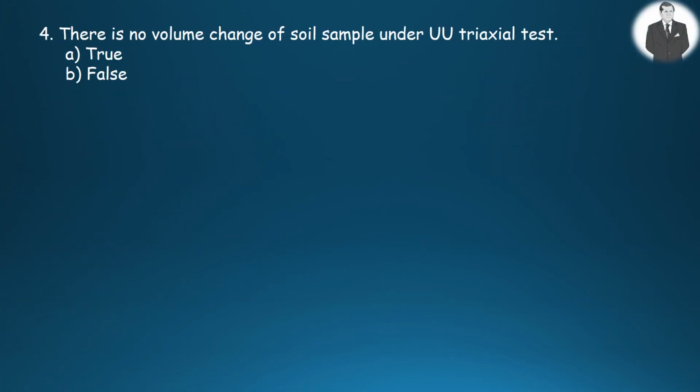Question 4. There is no volume change of soil under UU triaxial test. UU stands for undrained, unconsolidated. Which one? No, you got it wrong. The answer is A. It's true because there is no drainage at both stages. So be careful. If there is no drainage, there is no volume change. Sample may deform laterally, but the volume will be kept constant.